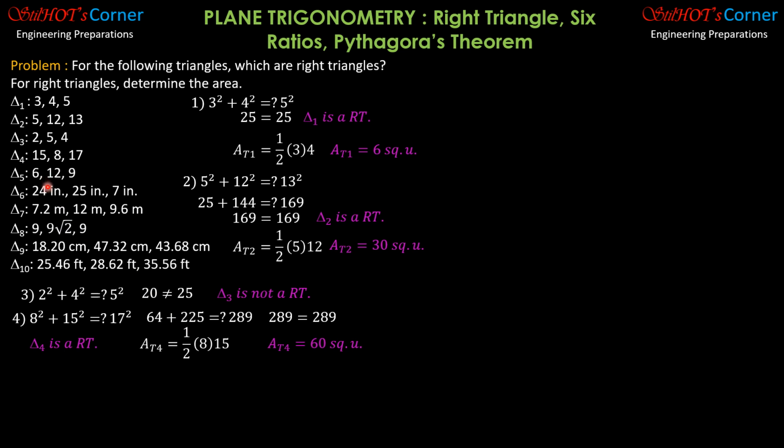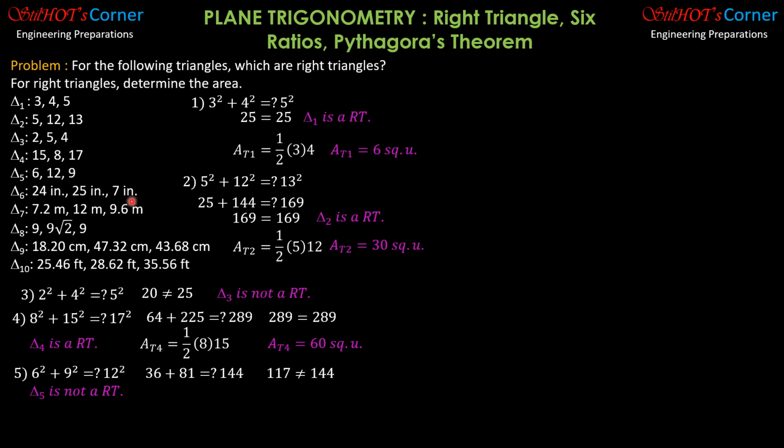Triangle 5, 6, 9, and 12. 12 is the longest. So this is definitely not a right triangle, but can be a triangle. So 6 squared plus 9 squared is not equal to 12 squared. 6 squared is 36, 9 squared is 81, and that's 117. 117 is not equal to 144. So triangle 5 is not a right triangle.